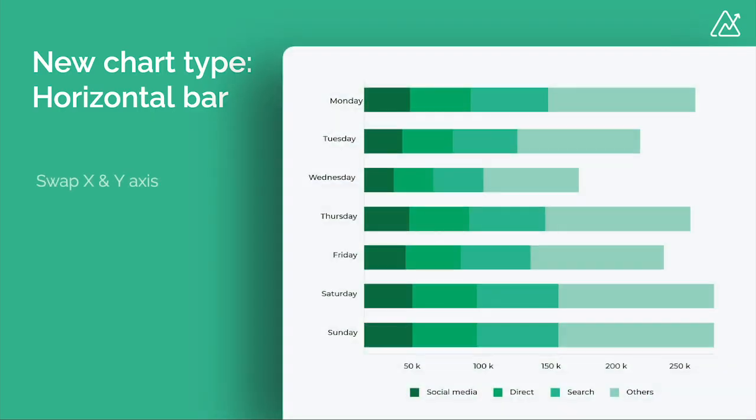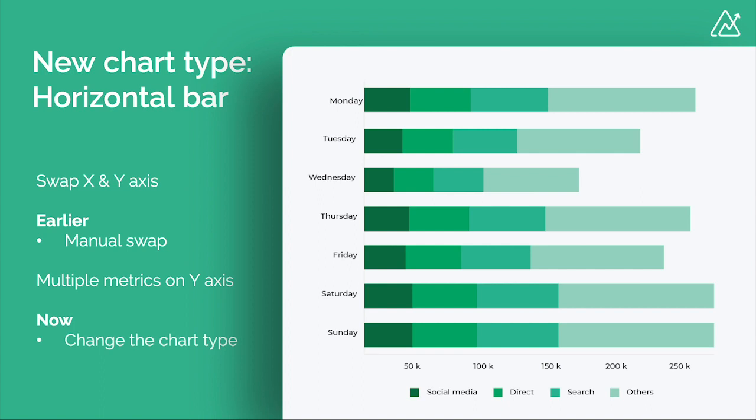We got another new chart type added to our set of visualizations. These are horizontal bar charts. Let's say earlier you wanted to swap the X and Y axis in your bar chart. Earlier you had to manually swap: you had to drag and drop the X metric into the Y box and drag and drop the Y metric into the X box. Now it's made easy. You can just use the horizontal bar charts.